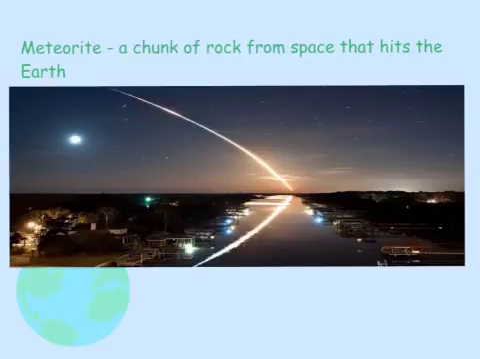Our next word is meteorite, which is almost the same thing as a meteor, except this is a chunk of rock from space that actually hits the Earth. There are several places on Earth that you can see evidence of a meteorite hitting the Earth. One is a large place called Crater Lake.